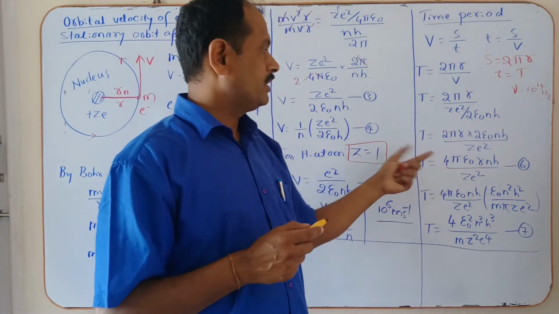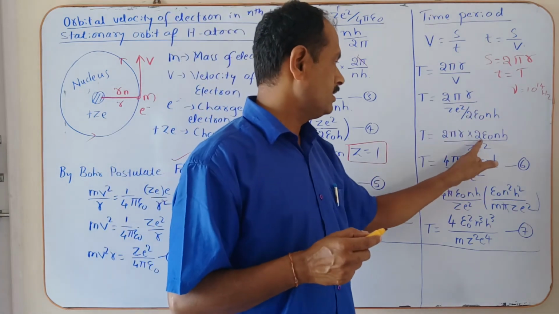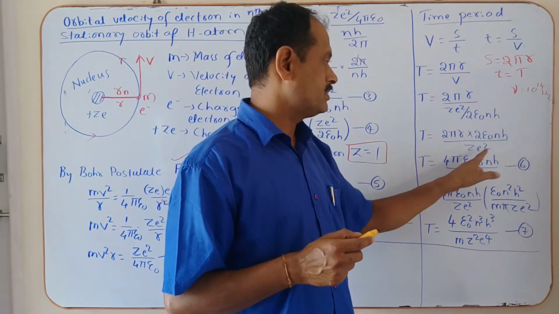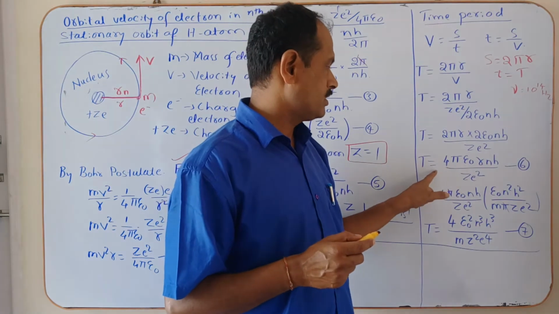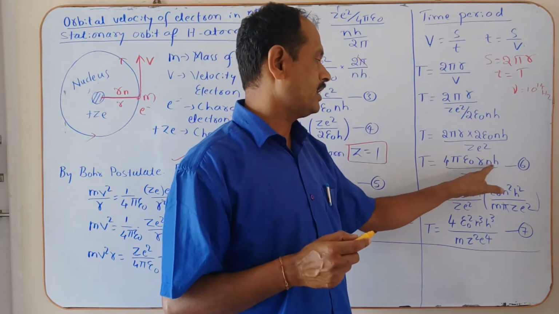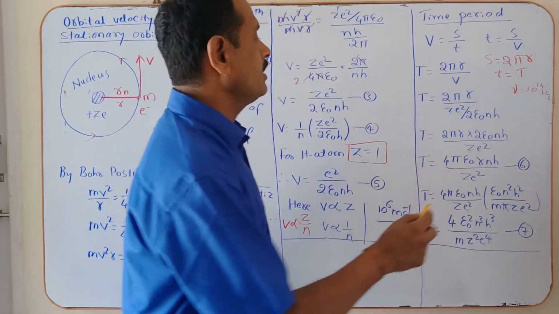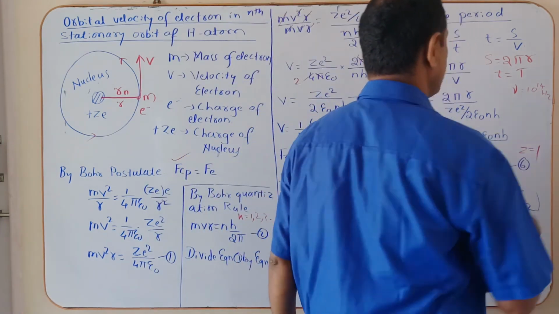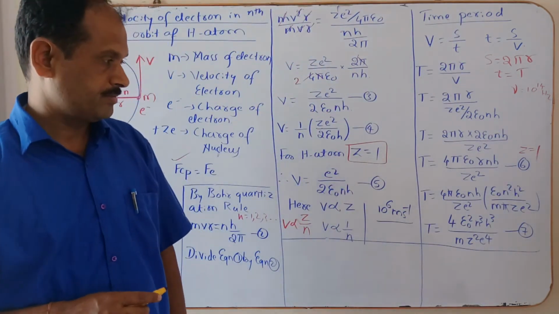Okay, now rearrange this one. 2 pi r is 2 epsilon naught n h, and Z squared comes. Now T is equal to 4 pi epsilon naught r n h divided by Z squared. If you write Z is equal to 1, this is for the hydrogen atom.